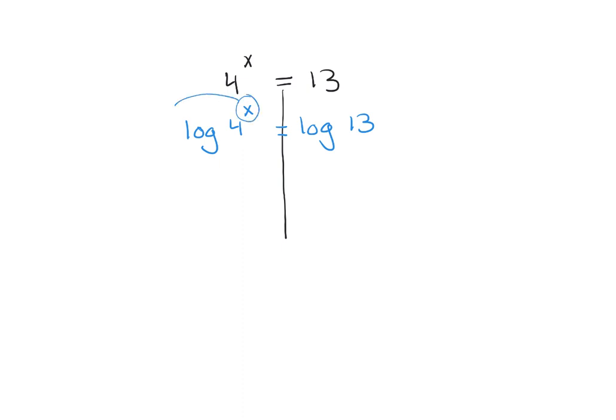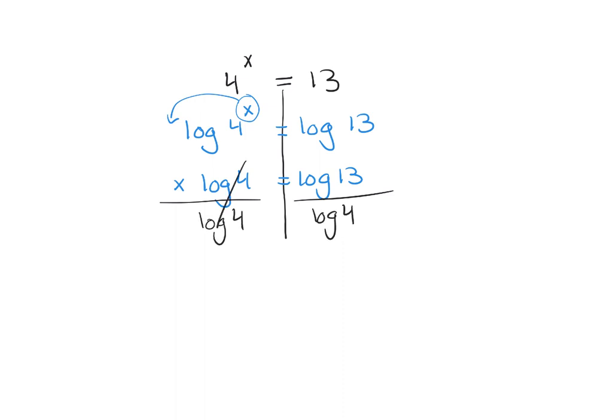Property of exponents tells me I can bring the x down in front. So x log 4 equals log 13. And then to solve for x, we can just divide both sides by log 4. So x equals this, and you can just type it in your calculator. Log 13 divided by log 4 is about 1.85.